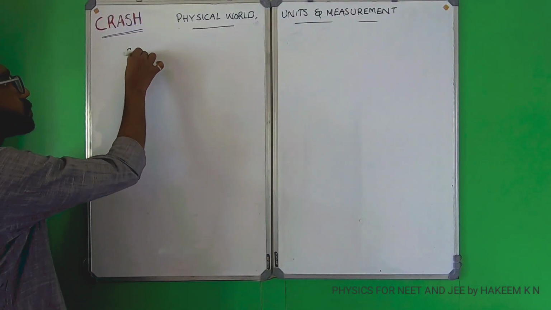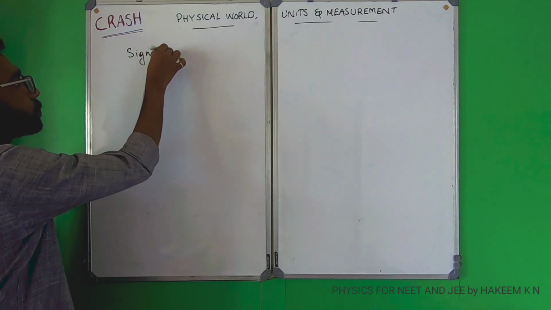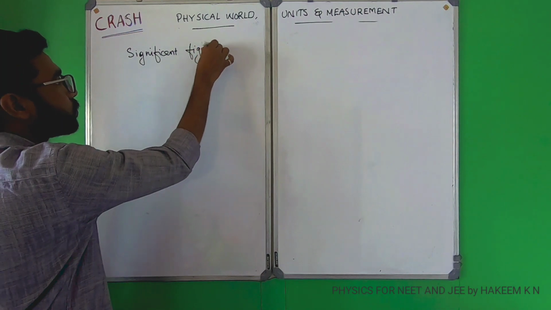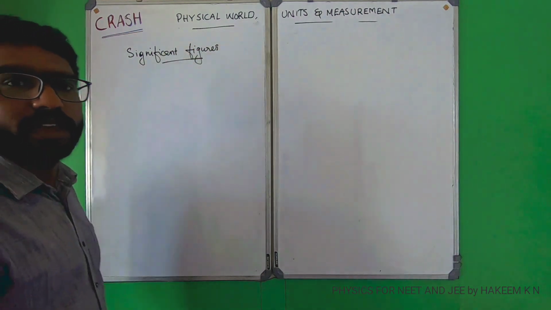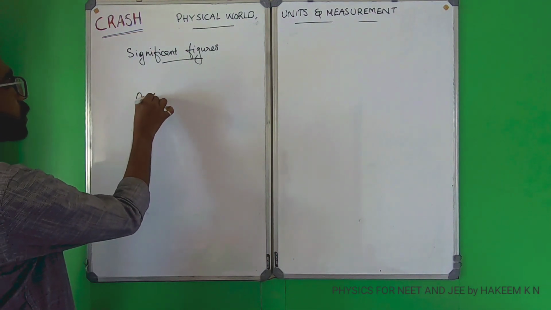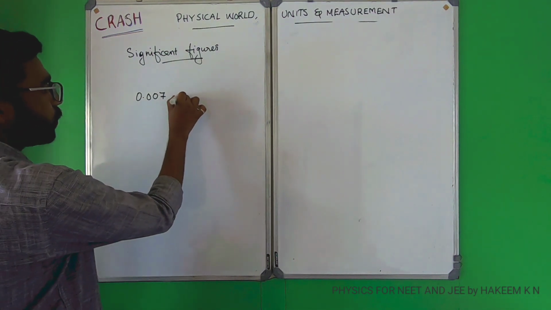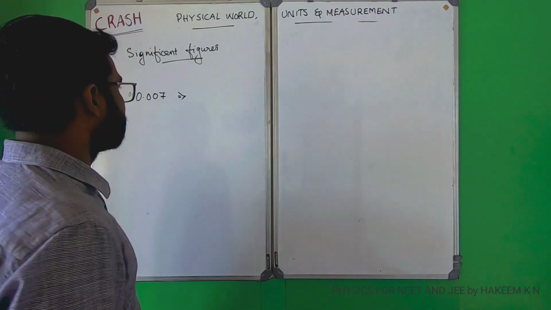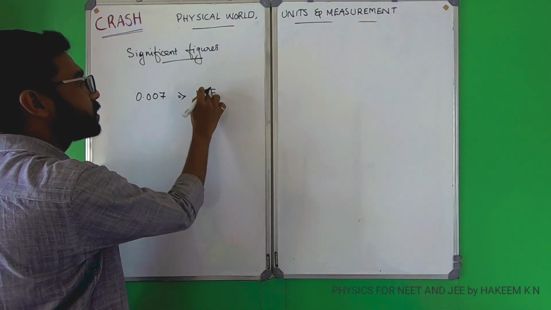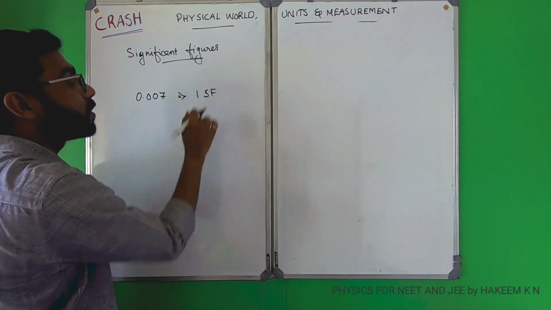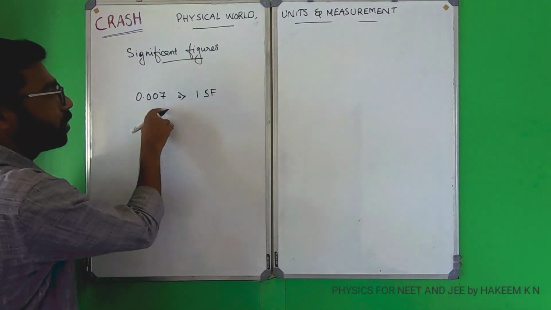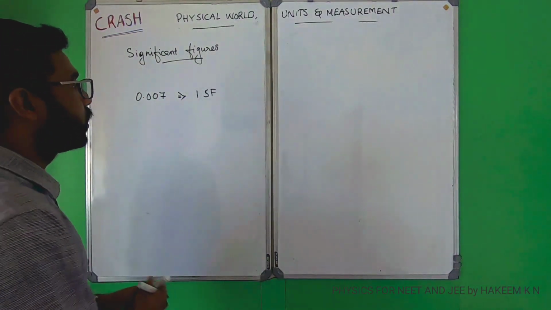Significant figures. 0.007. How many significant figures are there? Only one significant figure is in 0.007, according to physics NCERT textbook. Only one significant figure. Why?